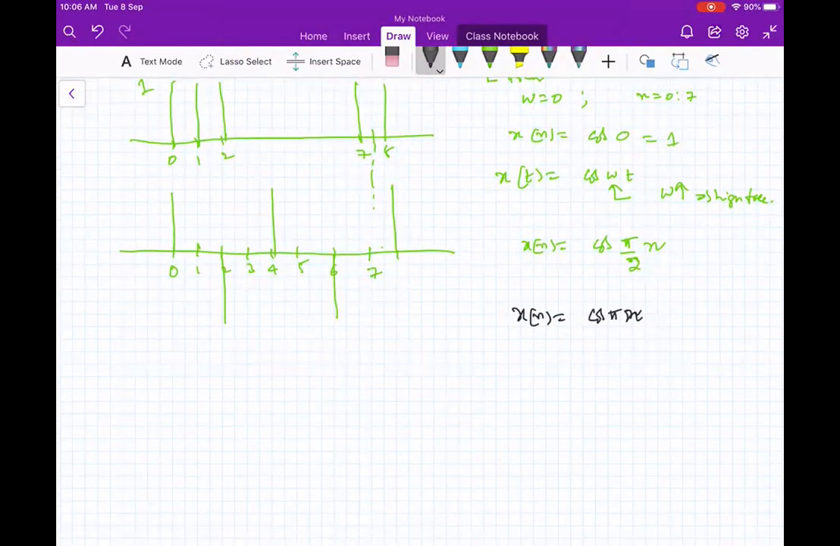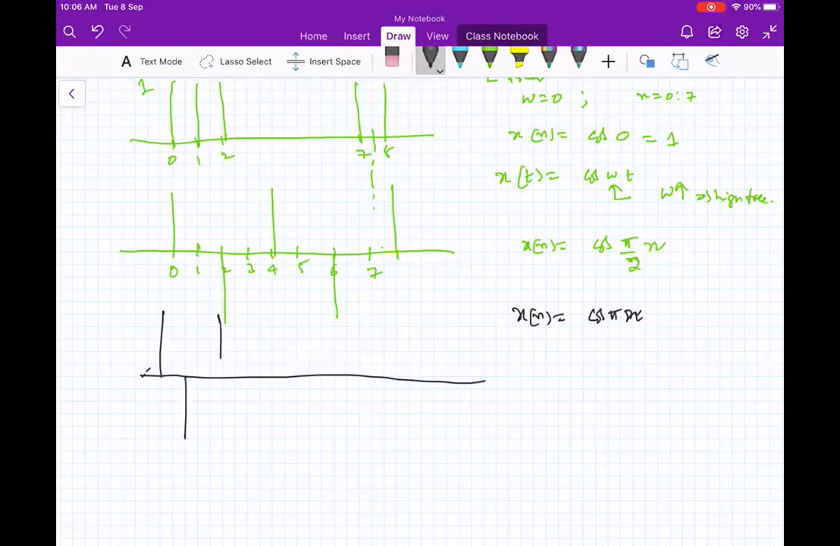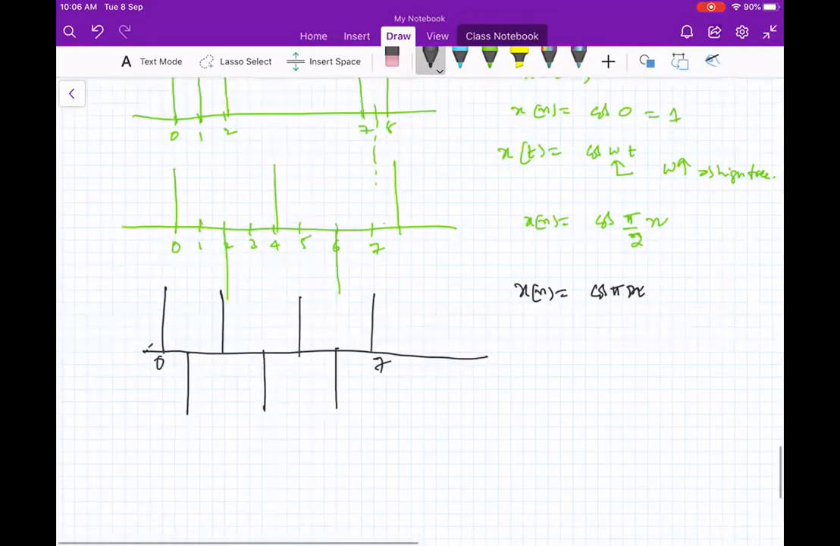Those who have plotted can tell very quickly how it will be: cos of pi n. It will be 1, minus 1, 1, minus 1, like that. Yeah, very good. So it will be 1 minus 1, 1 minus 1, 1 minus 1, 1 minus 1, for n from 0 to 7. Okay, next.